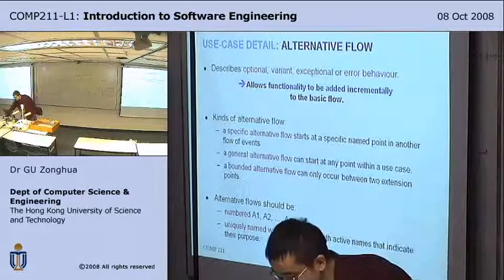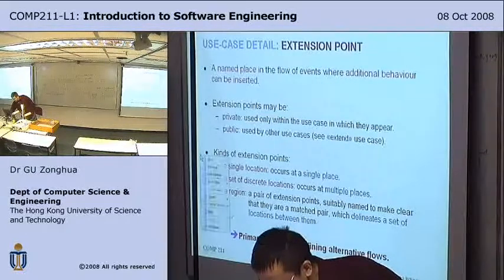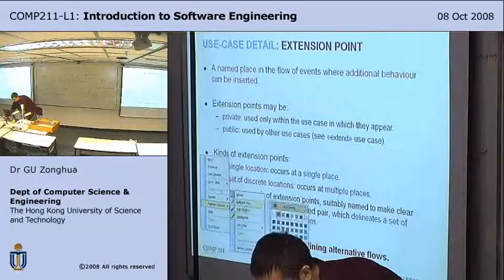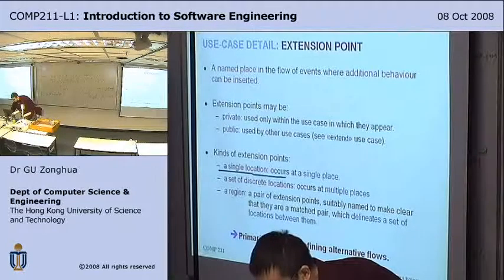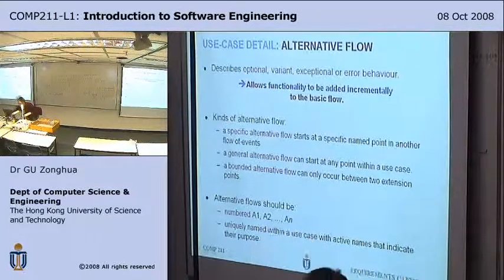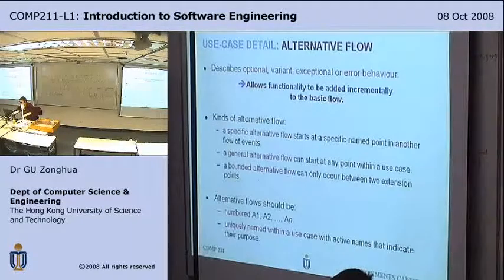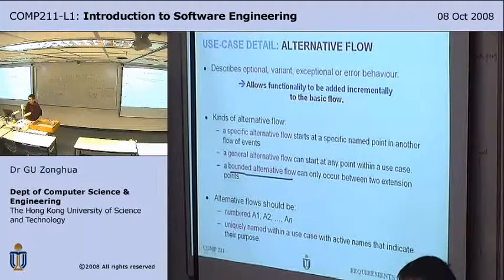So these are related to the extension points. So if you have a single location, extension point is used for a specific alternative flow, while a region extension point or a set of discrete locations as extension points are used for the bounded alternative flow. And also, a general alternative flow can happen anywhere in the use case.